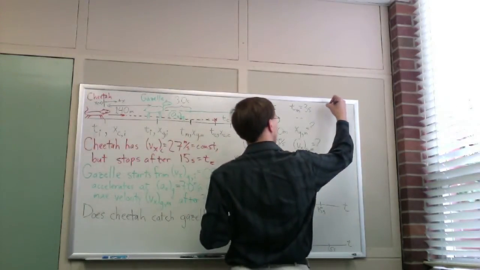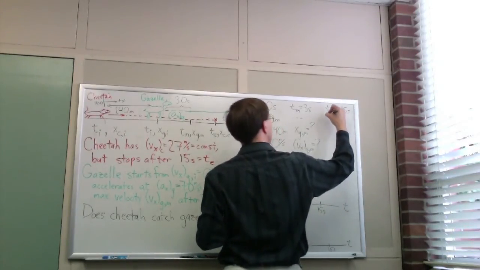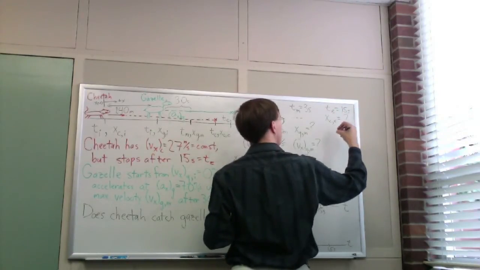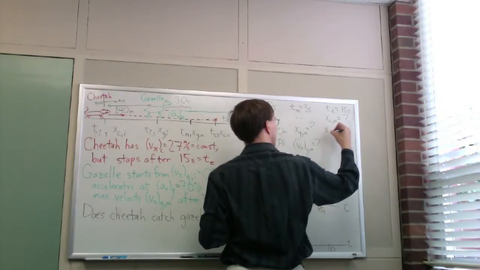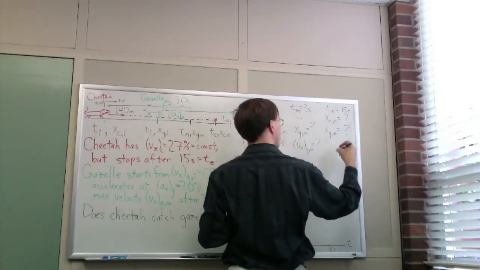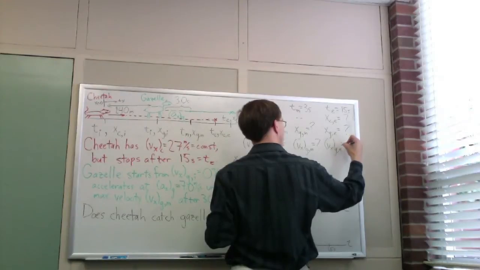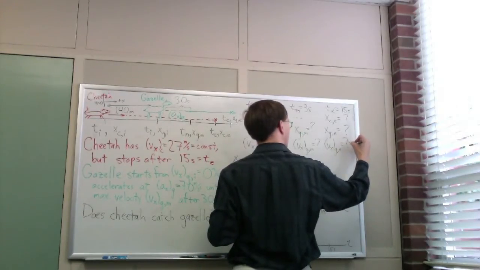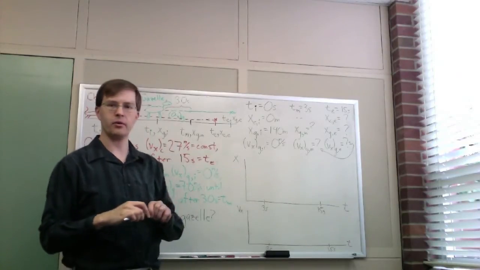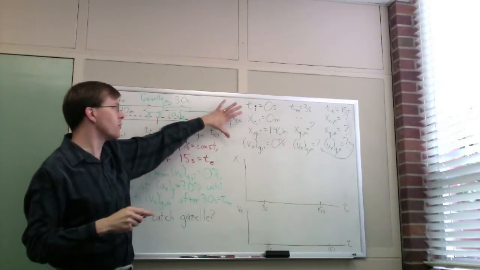Finally, at the escape time of 15 seconds, I need to calculate the position of the cheetah at the escape time, which I don't know. I need to calculate the position of the gazelle at that escape time, which I also don't know. And I might wonder, what is the velocity of the gazelle at that escape time? I don't know, but it's equal to its maximum velocity. It hasn't changed. It's the same value. Okay, so that's my story translated into knowns and unknowns.